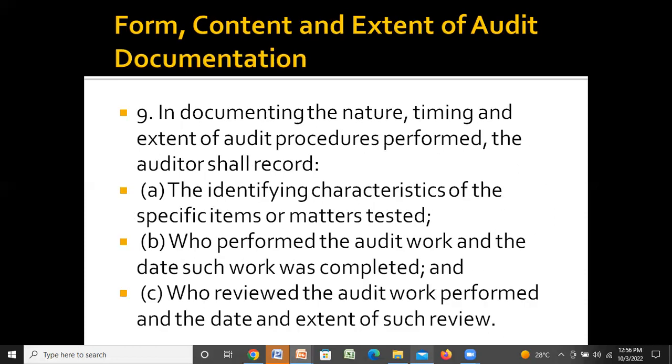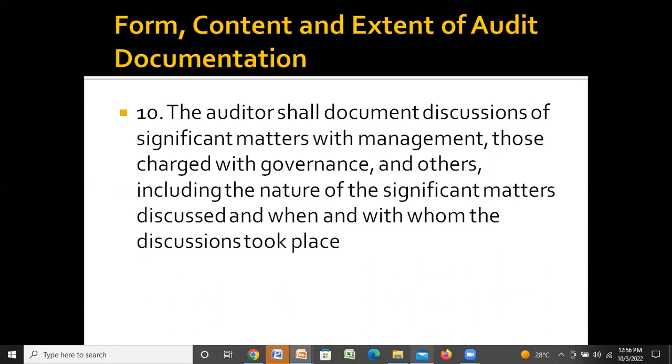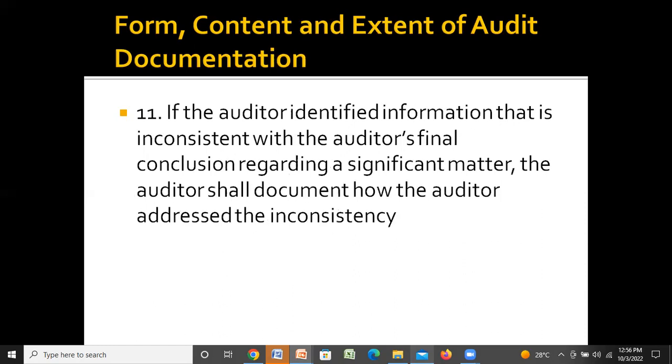Paragraph 10 now talks about how the auditor shall document discussions of significant matters with management, those charged with governance, and others, including the nature of the significant matters discussed and when and with whom the discussions took place. So if you have discussions on significant matters with those charged with governance, those discussions, results of interviews, must be documented in the audit working papers.